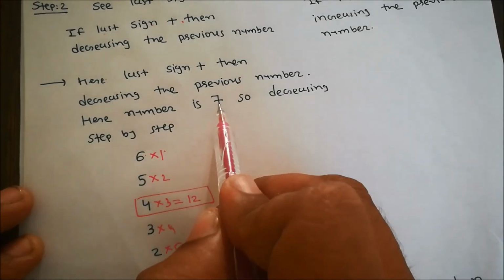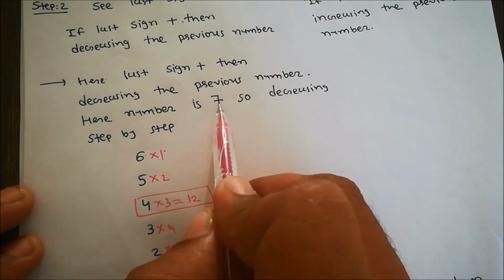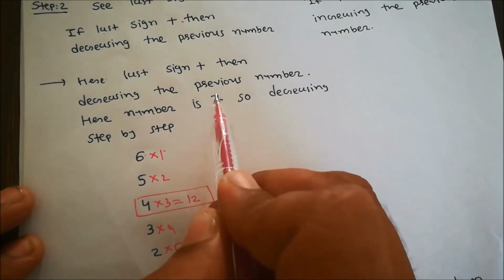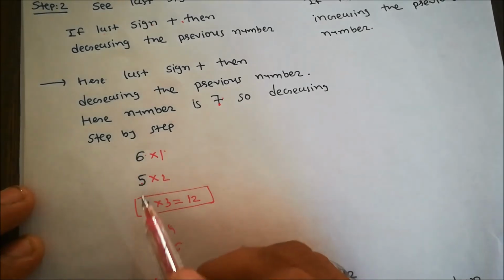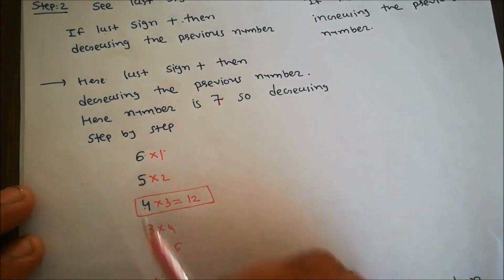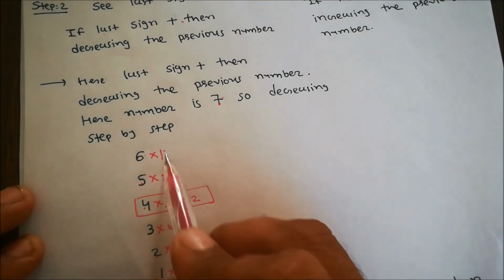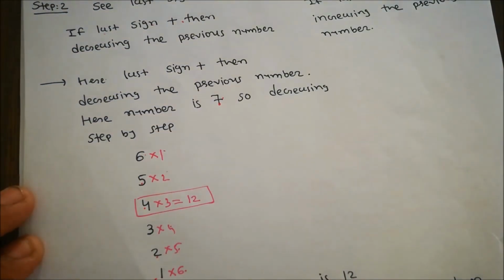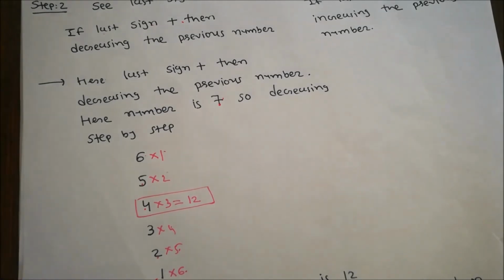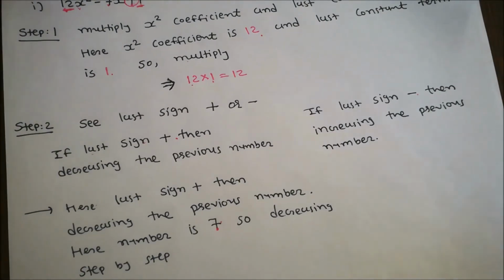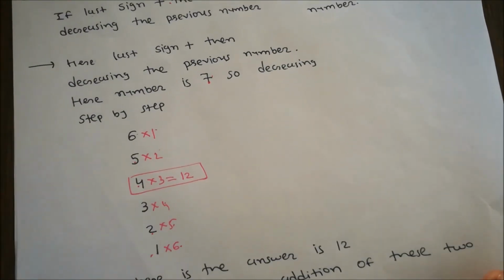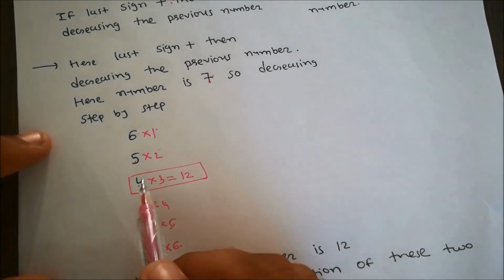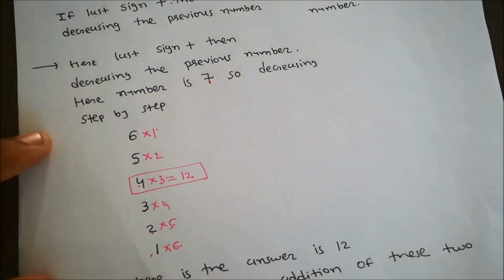Here the number is 7 and the last sign is positive, so we start with the number 6: 6, 5, 4, 3, 2, 1, decreasing, and here 1, 2, 3, 4, 5, 6. Now where is the answer 12? In the first step we got 12 into 1 is equal to 12. Here you can see that 4 into 3 is 12.